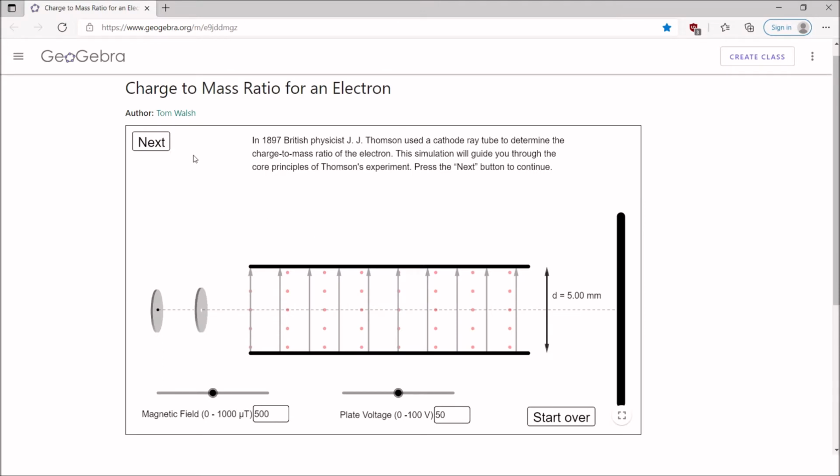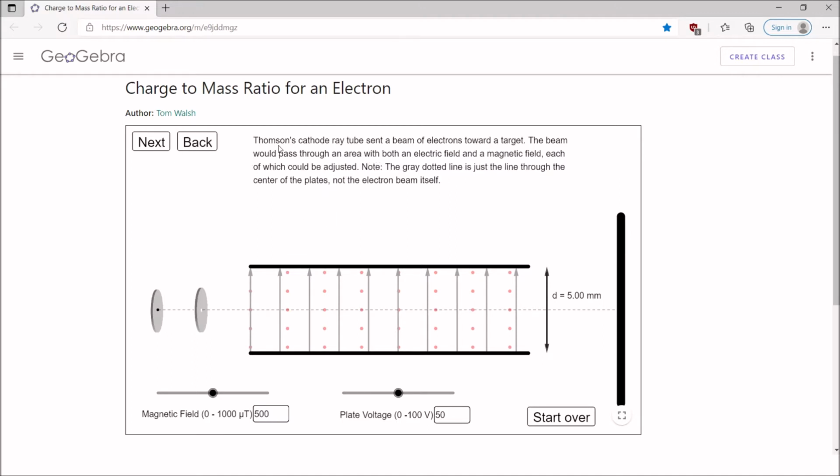Okay, so in 1897, a British physicist by the name of J.J. Thomson used the cathode ray tube to determine the mass to charge ratio of the electron. Remember, at this point, they did believe that the electron was a particle, so they wanted to know what the mass was, what the charge was that the electron had. So let's put it through the simulation.